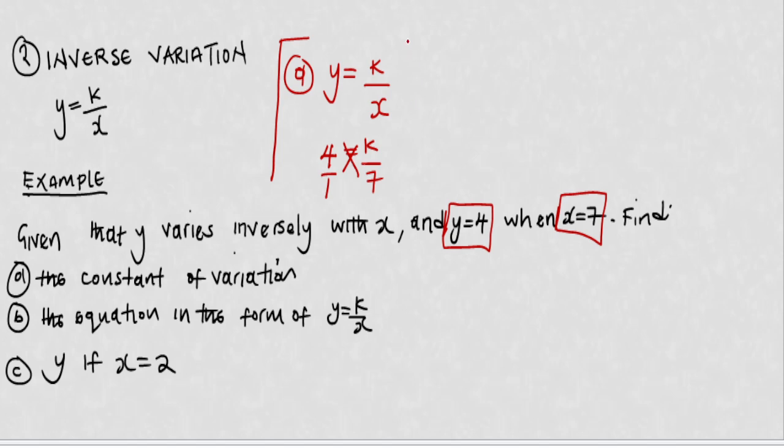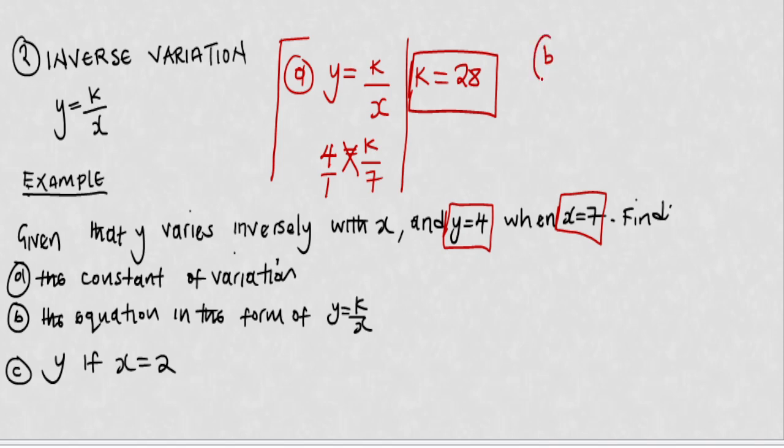Then our k will be equal to, what is 4 multiplied by 7? 4 multiplied by 7 is equal to 28. So our k is equal to 28. So we have found k, which is the constant of variation. Now we can proceed to find the other one.